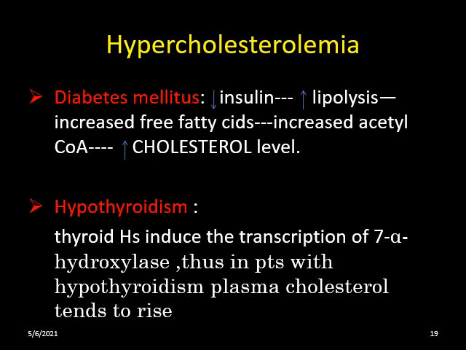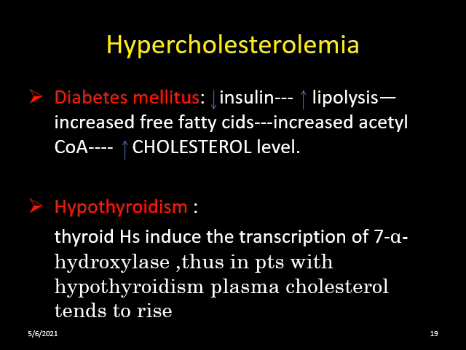For example, diabetes mellitus. In diabetes mellitus, due to decrease in insulin, there will be increased lipolysis because of the action of glucagon. So that leads to more free fatty acid level. More free fatty acid can lead to increased acetyl coenzyme A. The acetyl coenzyme A has multiple fates. Either it can be channeled to the formation of ketone bodies, or it can be utilized for cholesterol synthesis. Being a precursor for cholesterol synthesis, increased acetyl coenzyme A can be channeled to the cholesterol level. So that is the reason for hypercholesterolemia in diabetes mellitus.